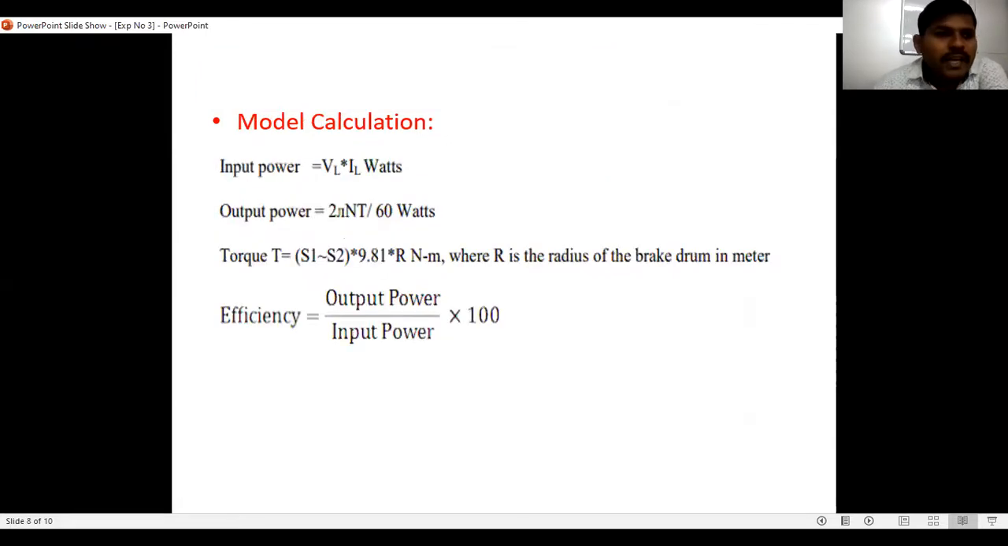Now the model calculation. Input power is equal to VL into IL, in watts.